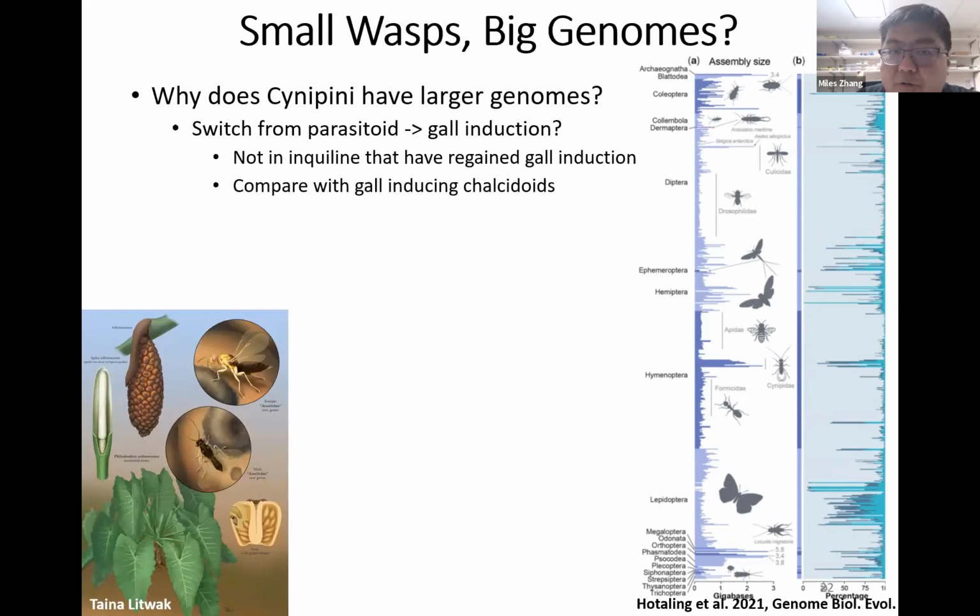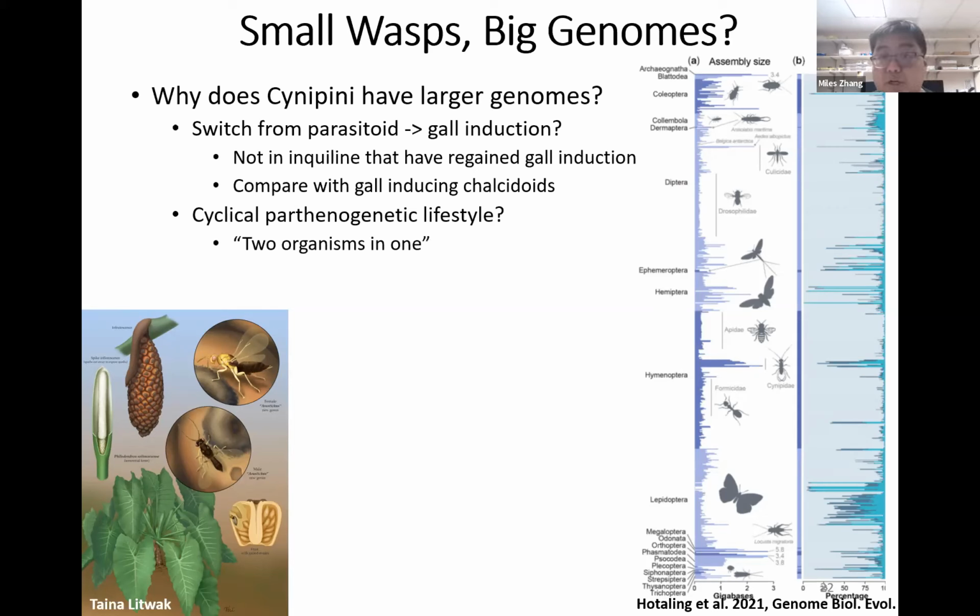We still don't know much about this, but hopefully we can compare it with some of the gall-inducing chalcidoids. Here's a new genus of eulophid that makes galls on rhododendron in the neotropics that I'm helping to describe. There are a lot of gall-inducing chalcidoids as well, and they also evolved multiple times. So it would be really cool to look at comparative genomics between the gall-inducing chalcidoids versus the cynipids.